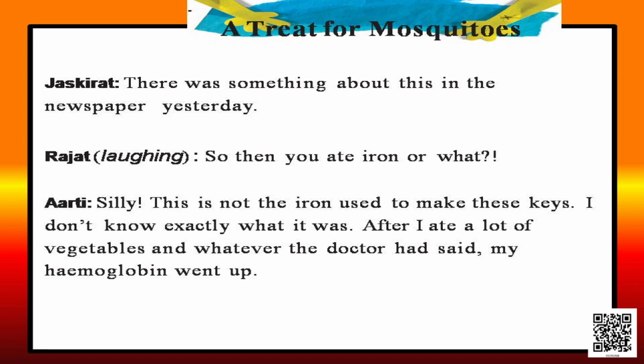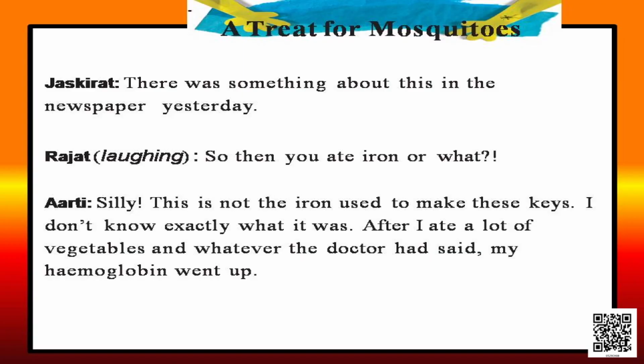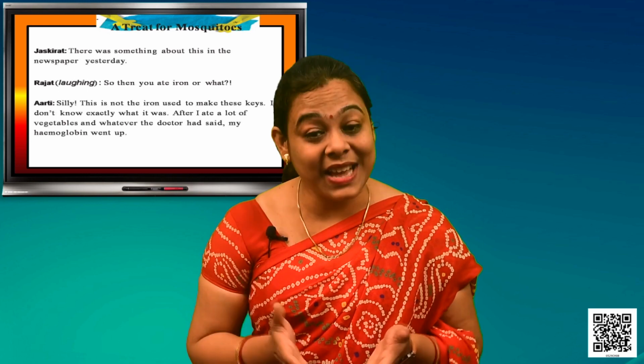Jaskirat says there was something about this in the newspaper yesterday. Yesterday he got some news related to the disease anemia. Rajat makes fun of it and asks, so then you ate iron or what? He was finding it funny that our blood has iron in it and she had less iron in her blood, so she had to take iron. Students, is it possible that a human being will eat iron to increase the iron content in the blood? No. But yes, we have to consume the food which is rich in iron content.